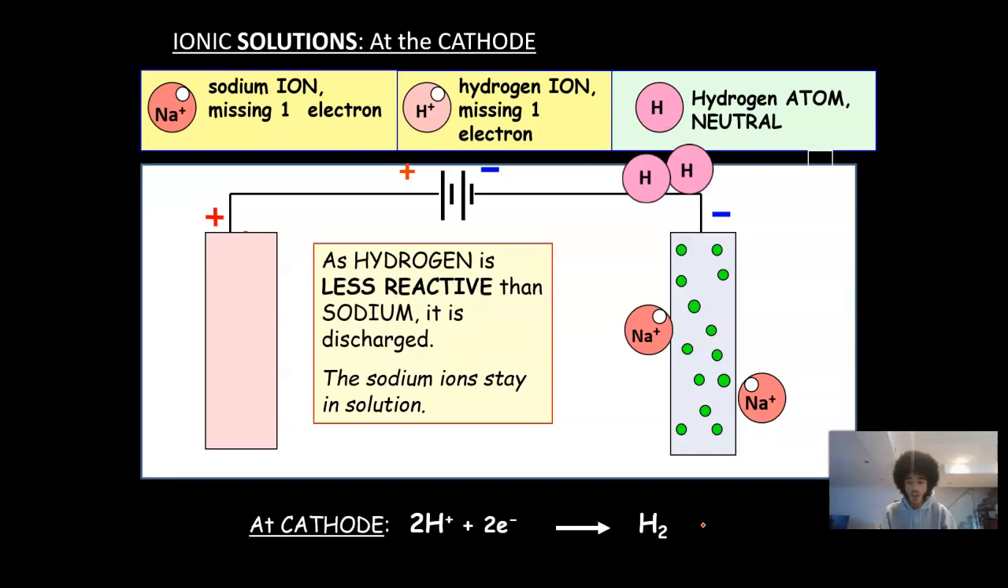You can test for the hydrogen gas by doing a pop test. You can collect it in the test tube and do a pop test. Those sodium ions will just stay in solution. Okay, so that's what happens at your cathode.